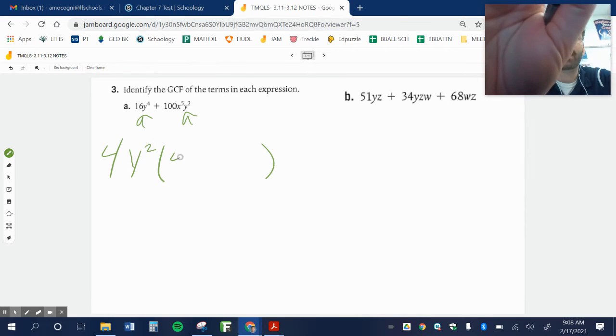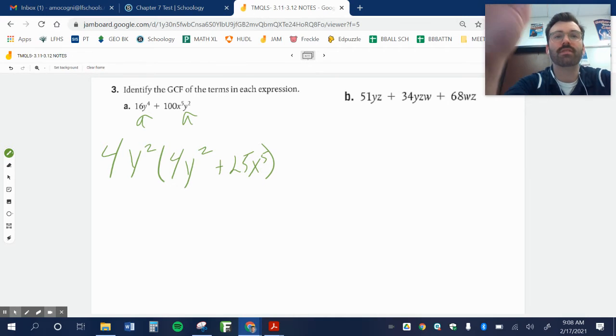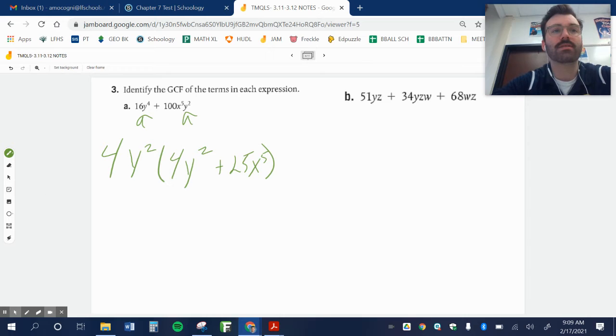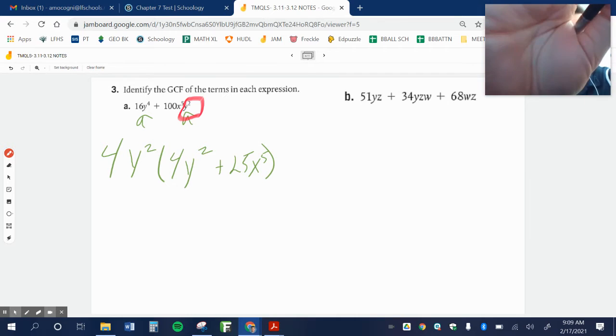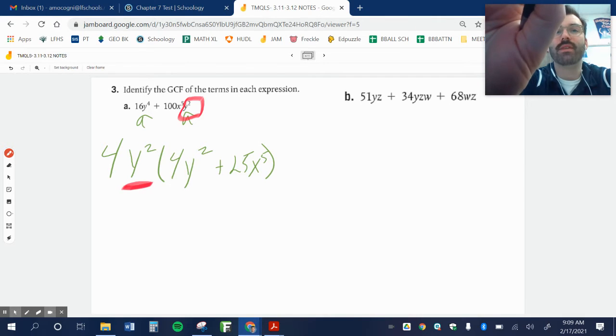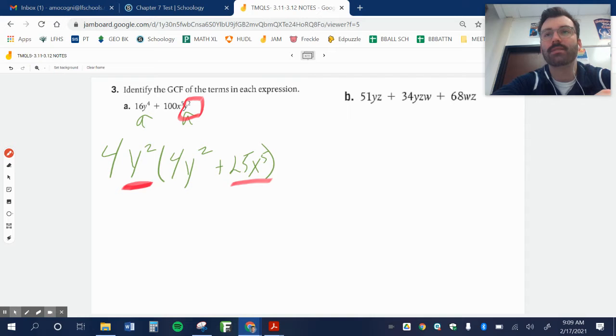All right, what's left over? I get 4y squared plus 25x to the 5th. Since this second term had 2 y's, right here there's a y squared, and y squared was my GCF, I will not see a y in that term. I start with 4 y's, I take 2 away, I have 2 left over. I didn't take any x's out, so x just comes along for the ride.